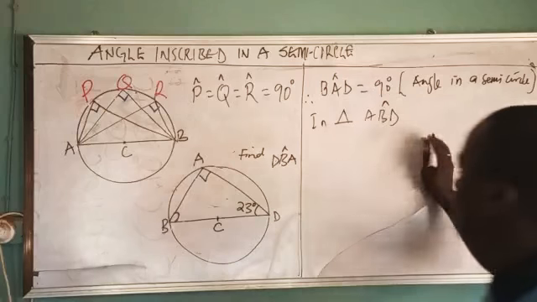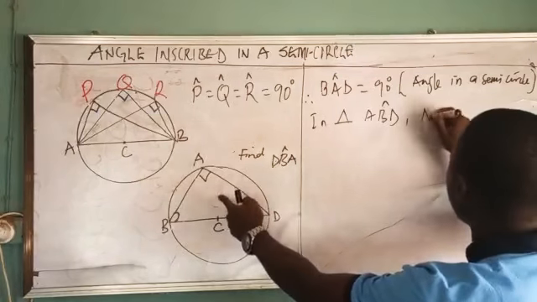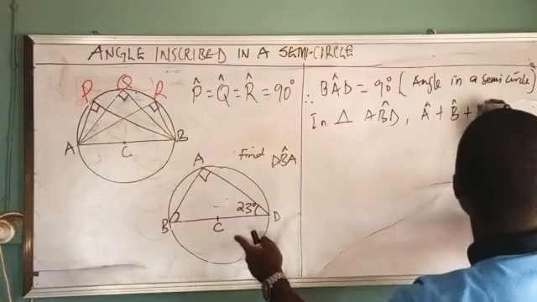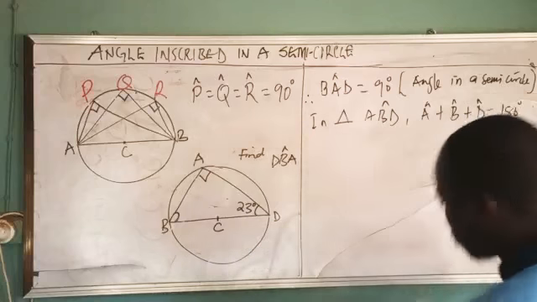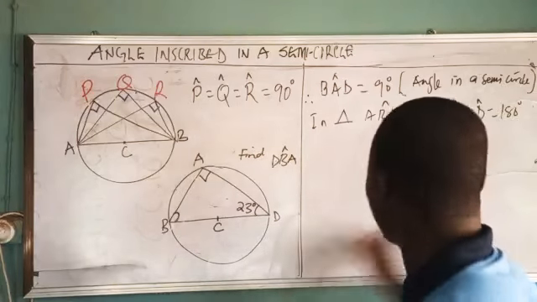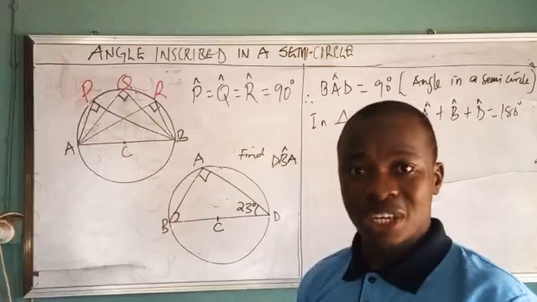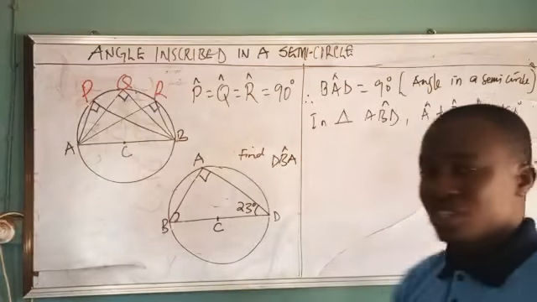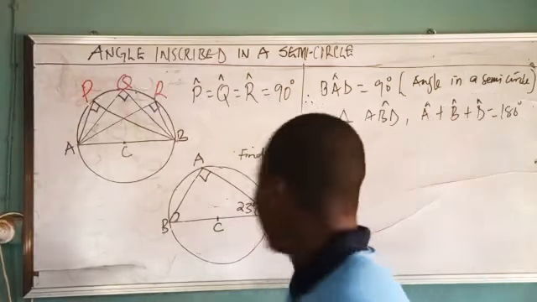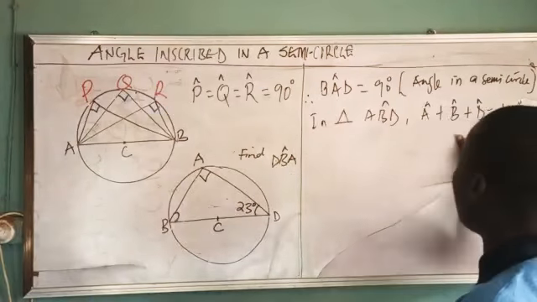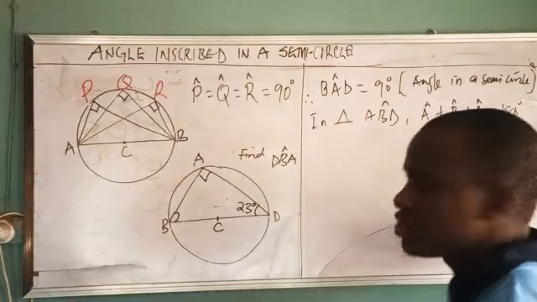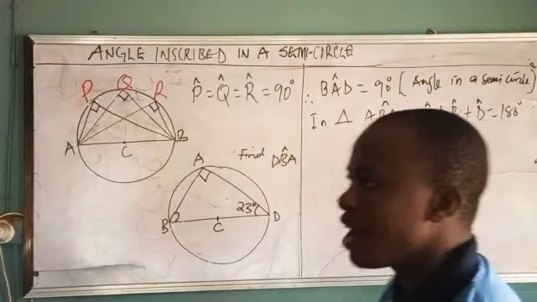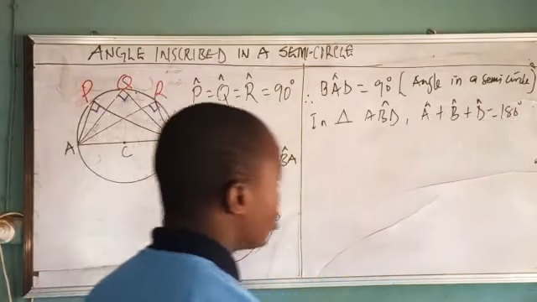You don't need to disturb yourself again, because this is a triangle, that is in triangle ABD, A plus B, that is angle B, plus D equals 180 degrees. This one is popular. Even nursery class students will know that the sum of angles in a triangle is 180 degrees. So that's what we are trying to apply here. We put the reason also: the sum of angles in a triangle is equal to 180 degrees.